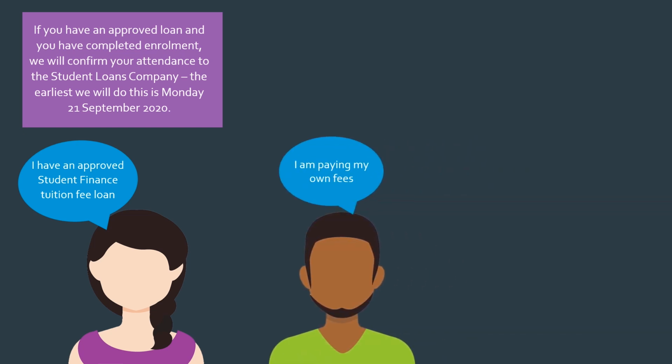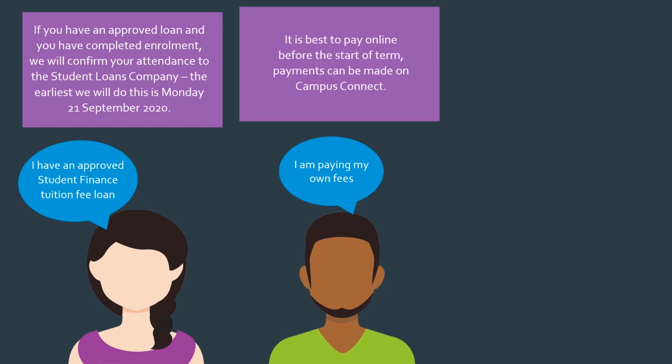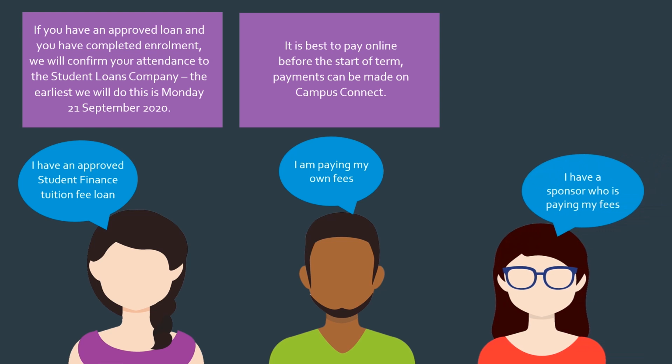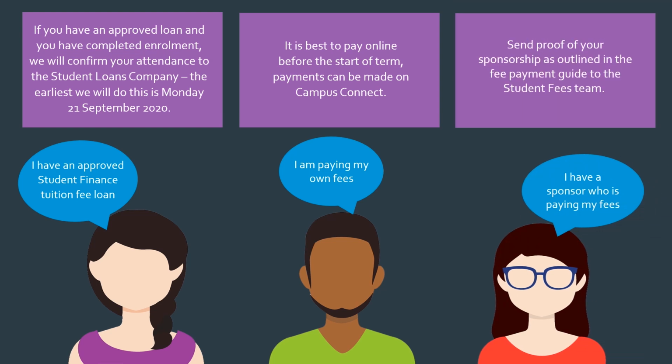If you are paying your own fees, it is best to pay online before the start of term. Payments can be made on Campus Connect. For alternative payment options, for example, if a parent or third party wants to pay, please check your welcome email for a link to the fee payment guide. If you have a sponsor who is paying your fees, you need to send proof of your sponsorship. Please check your welcome email for a link to the fee payment guide.